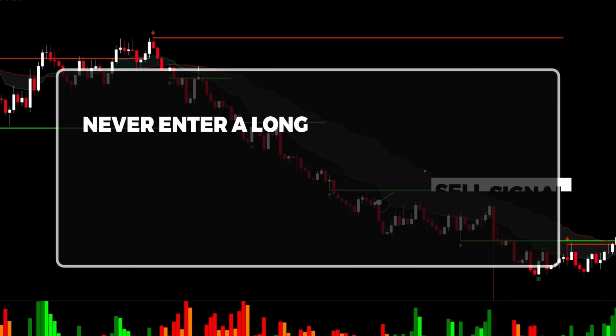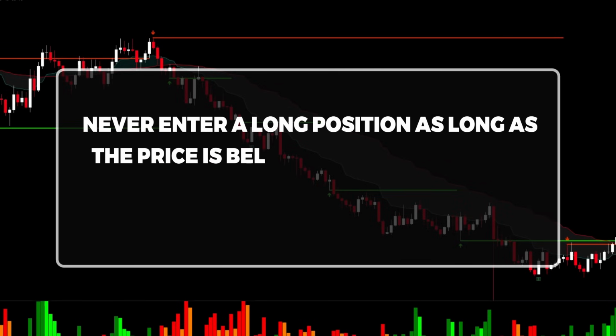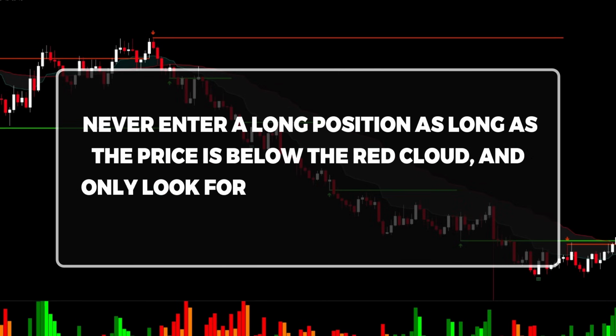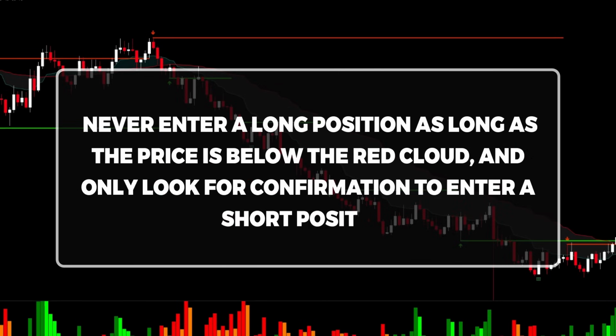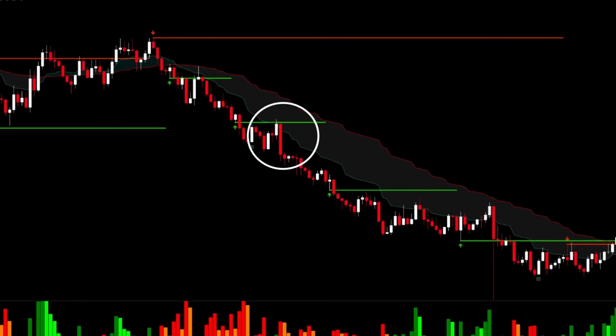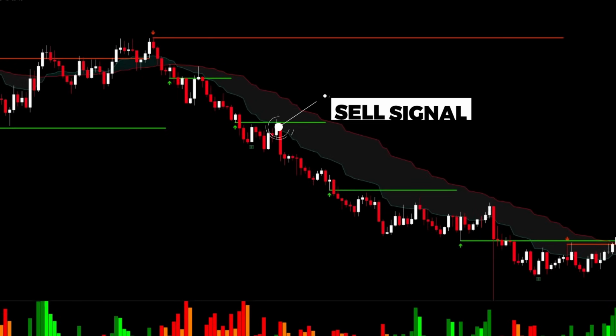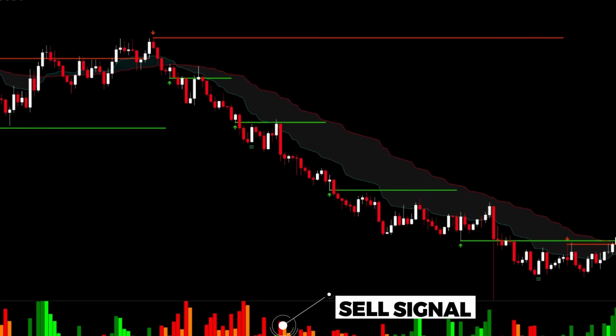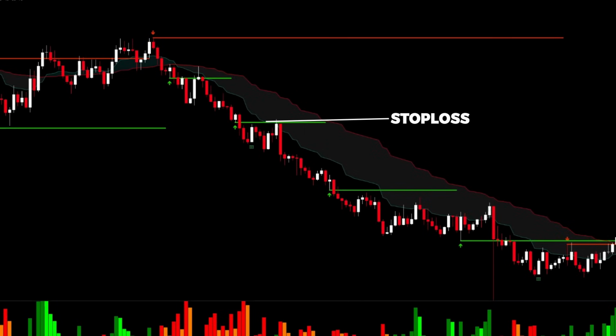Remember, never enter a long position as long as the price is below the red cloud, and only look for confirmation to enter a short position. Focus on this area: a bearish candle has broken out of the support zone, and after the pullback, a bearish engulfing candle has formed. If you look at the Waddah Attar Explosion indicator and see red columns, we could have opened a short position here, placing the stop loss above the resistance zone and setting the take profit with a risk to reward ratio of 1 to 2.